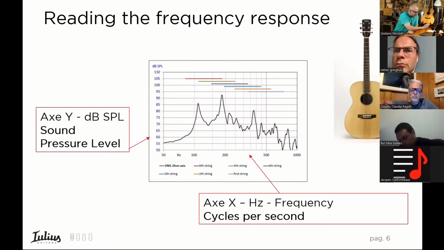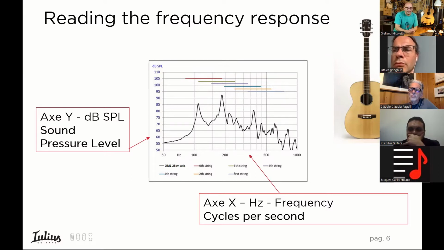We can see that I also put on the graph, as you can see, 6 lines on the top. And these lines are giving us the frequency interval of the 6th string of the first fret of the 6 strings. So we can see that all the big peaks that we have in the frequency response are, in fact, within the interval that is reproduced on the fretboard. This means, of course, that it is working.